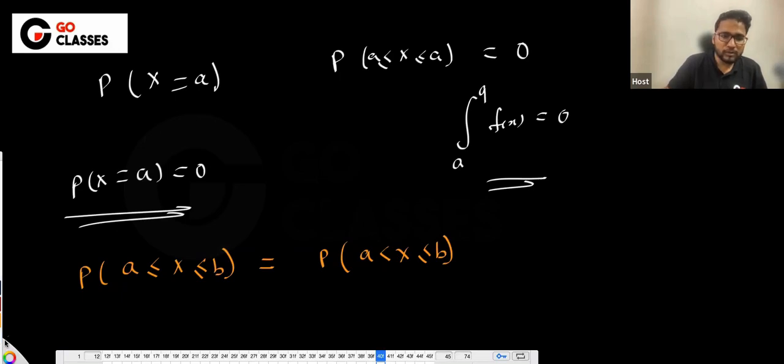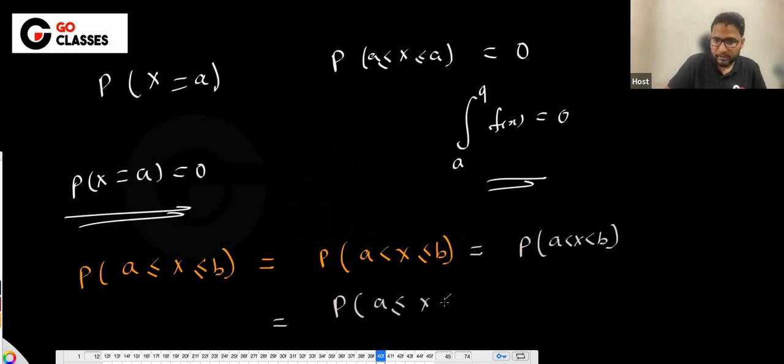Now that is also equal to the probability of, I mean, you can put equal anywhere, or you can just skip the equal from both sides, or you can put equal at one of the sides here. I mean, you can skip the equal or put the equal, it does not matter in the continuous case. Okay, so that is okay.